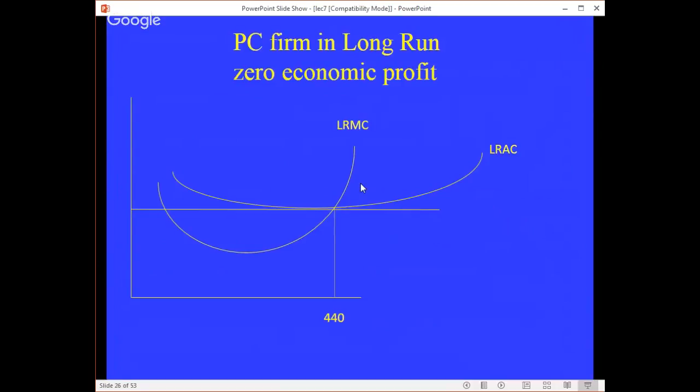So this is how it looks in the long run. We have a price. I don't know what that price is. I haven't been doing the calculation. Right? I have my long run average cost curve, and I have my long run marginal cost curve. They all intersect at the same price, giving me an economic profit of 0.